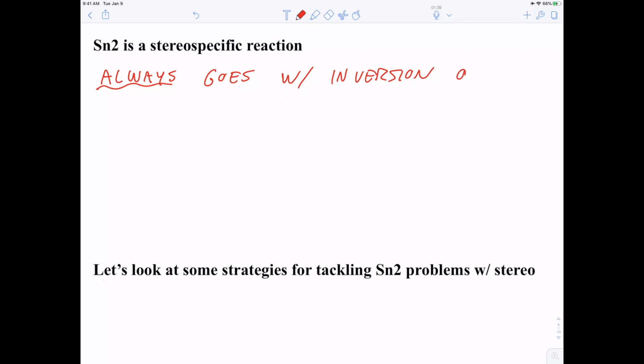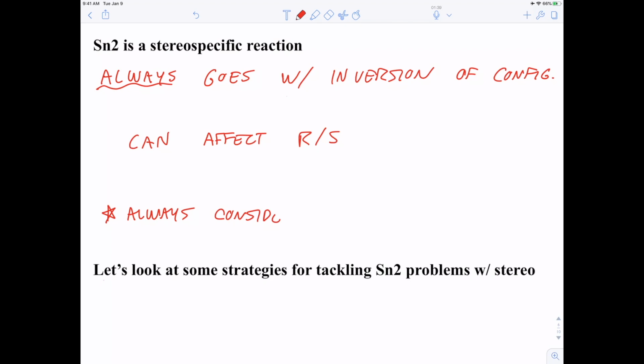And usually this can have some bearing on R and S, but not always. So it can affect your R and S designations. Whether or not you have a stereocenter, you should still be conscious of this happening every time in the reaction, because when you do have stereochemistry, that's where you really want to be careful about it. So always consider the fact that you could be inverting stereochemistry when you go about answering these questions.